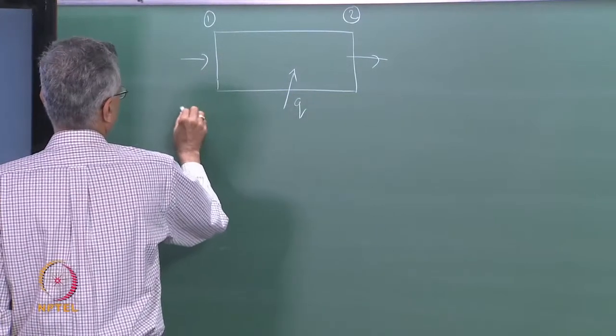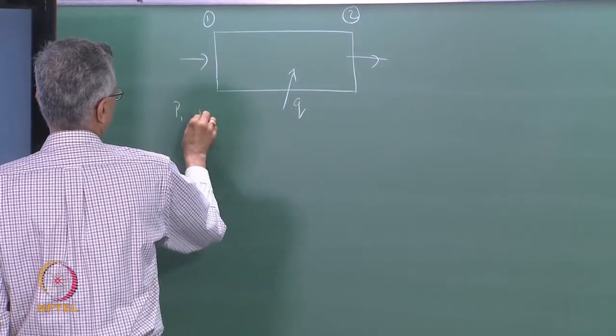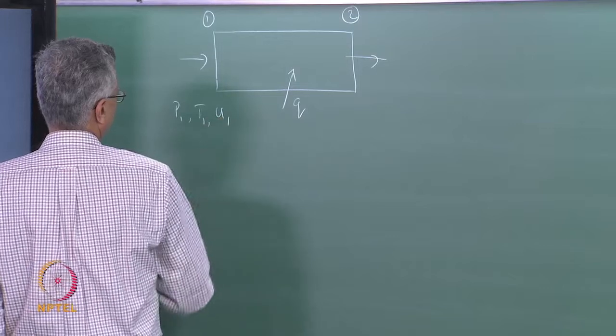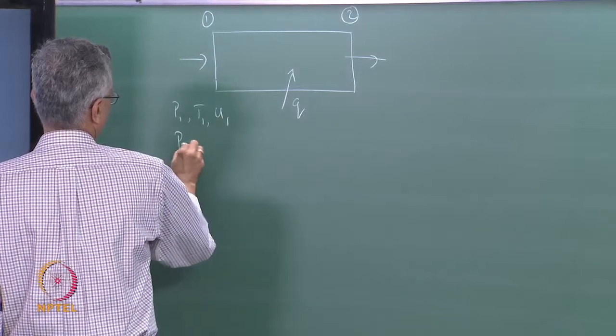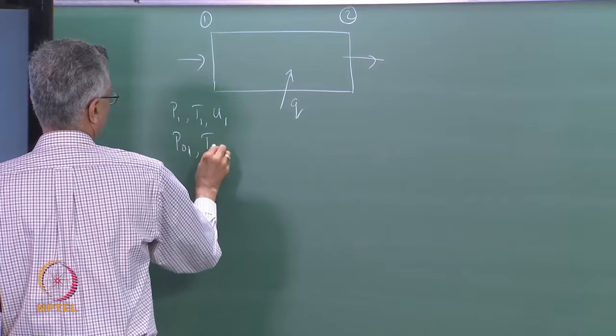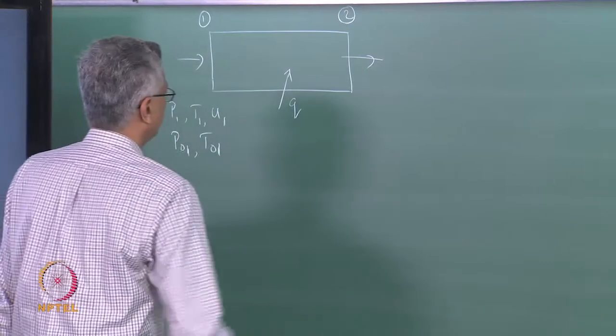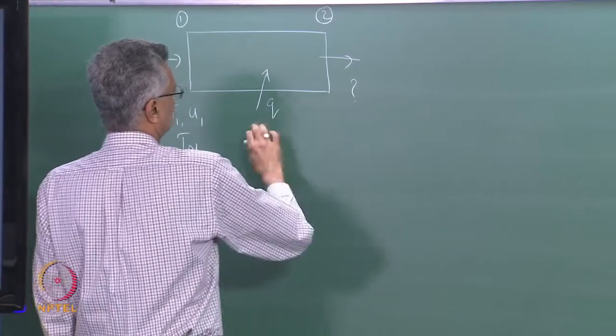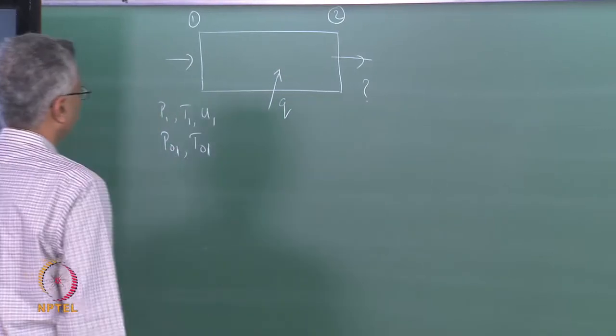And starting from state 1, we sketched the possible downstream states. The state here is given, for example P1, T1 and U1 are known. So consequently the stagnation pressure and the stagnation temperature are also known. So, we need to determine what the exit state is, knowing all the other quantities.